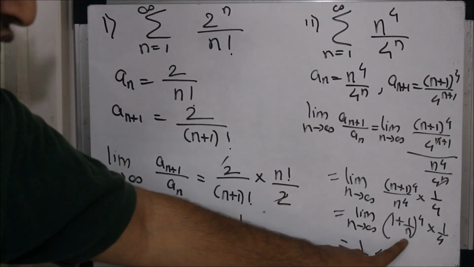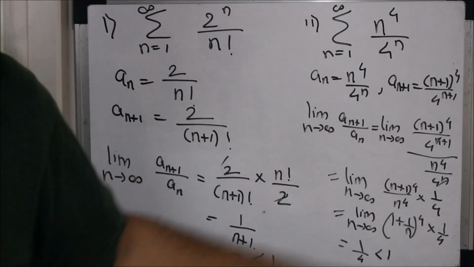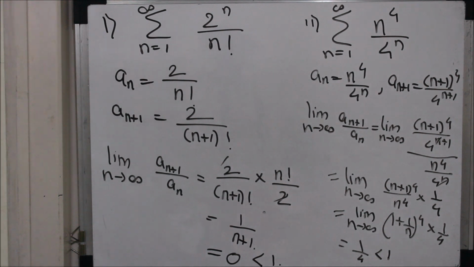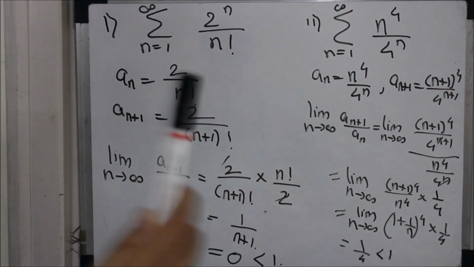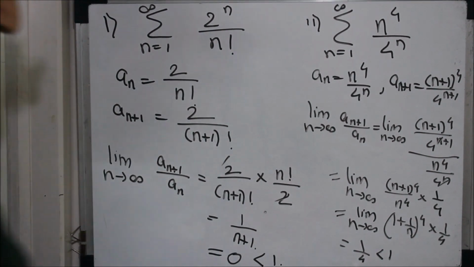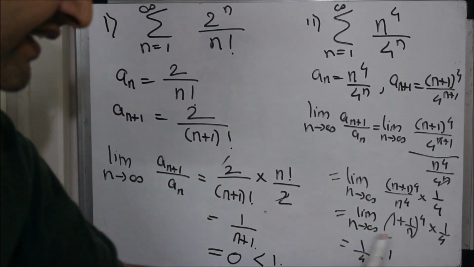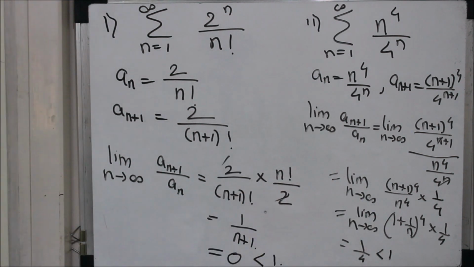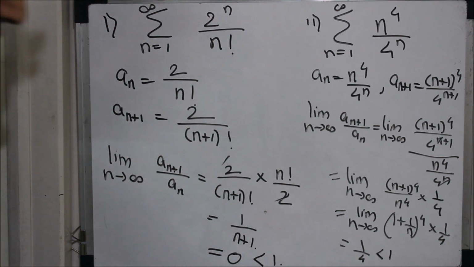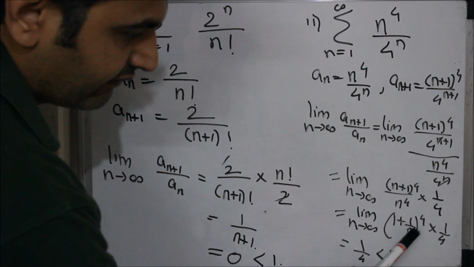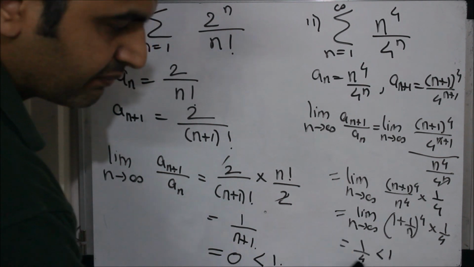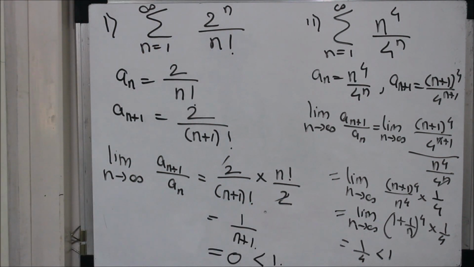Because this 1 by n goes to 0, I can take this limit inside the fourth power. Why so? Because of the continuity theorem. If you recall our theorem which we saw in sequences, that if you have the power or square root or logarithms, then you can take this limit inside. If you don't remember this theorem, my suggestion is you please go through that theorem of continuity, which you will find in the playlist of sequences. And because of that, I can take this limit inside, and then 1 by n goes to 0, this is 1, so I get 1 by 4, which is less than 1. Therefore by ratio test the series converges.